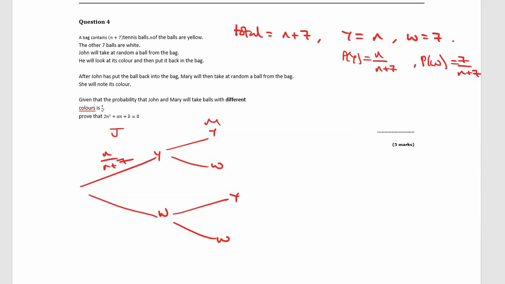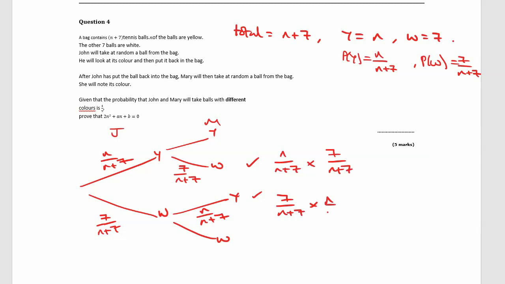So I'm actually just going to fill in the branches I want. I just want this branch and this branch. That is when they're different colours. And then this final one. So I'm going to do n over n plus 7 times by 7 over n plus 7, and I'm also going to do 7 over n plus 7 times by n over n plus 7. These are the same thing, aren't they? So I'm actually just going to do this and then times it by 2, because that would be the same.